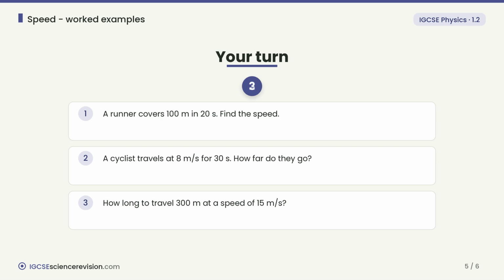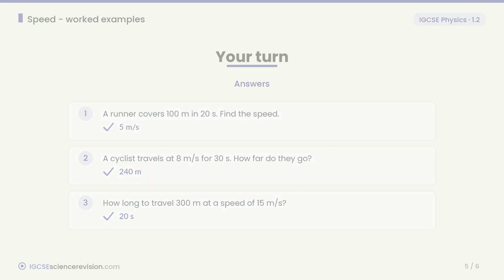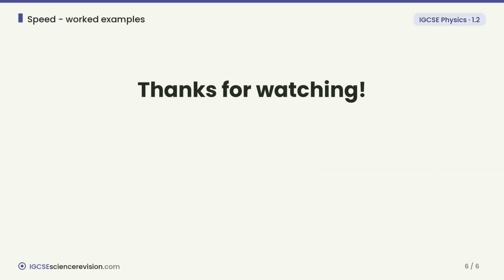3, 2, 1. Here are the answers. Number 1, 5 m/s. Number 2, 240 m. Number 3, 20 s.